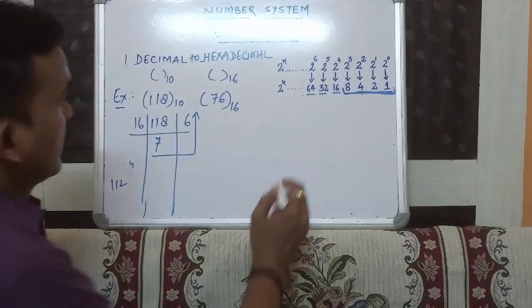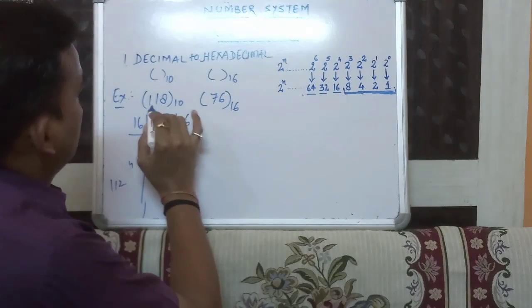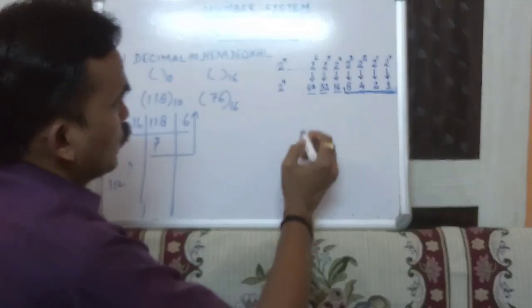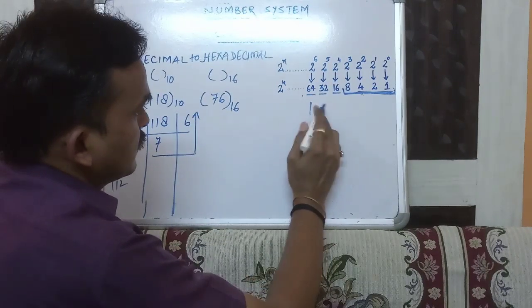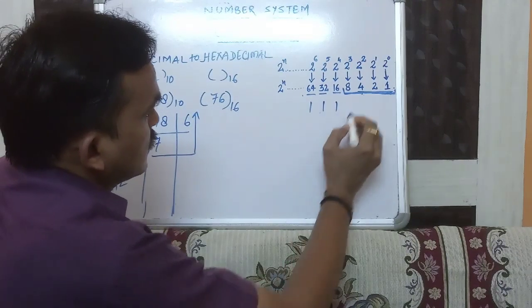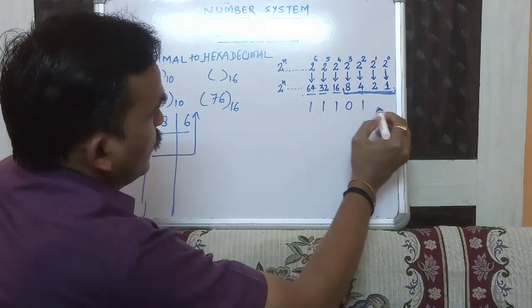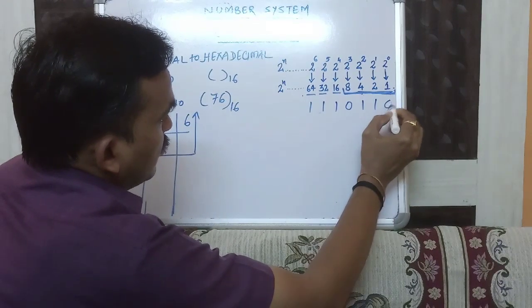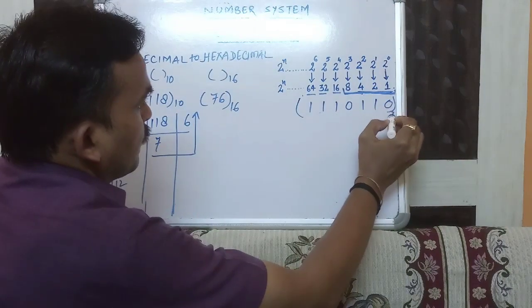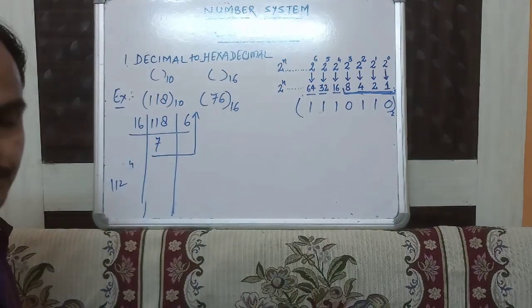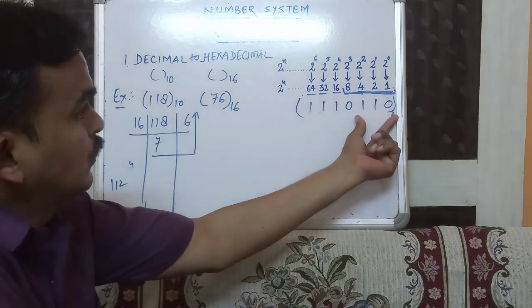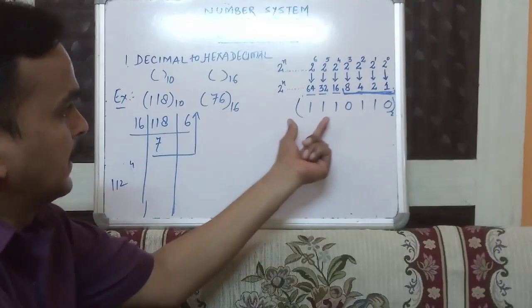So as we know, to find 118, how many ones will be occupied here? So 64 is used, 32 is also used, 16 will be used, 8 will not be used, 4 will be used, 2 will be used and 1 will not be used. This is the binary value of 118.